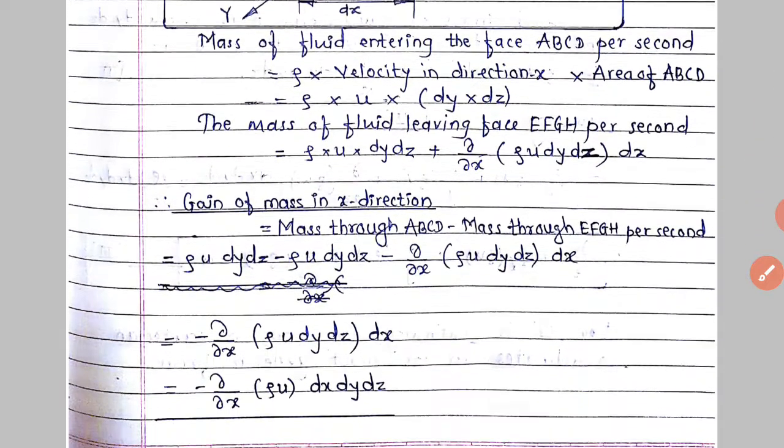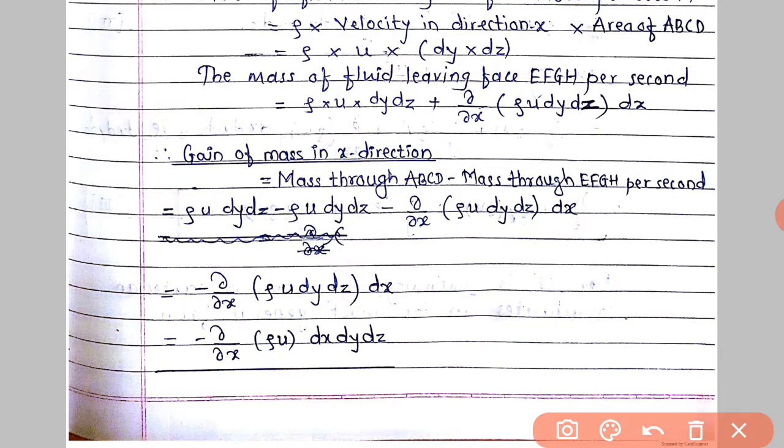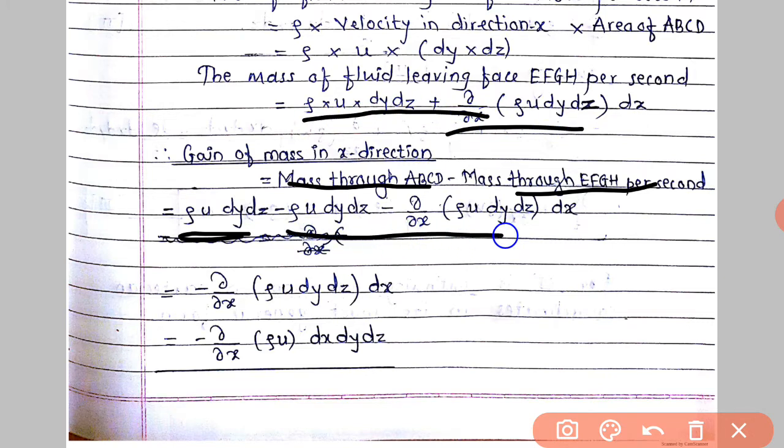Now gain of mass in x direction will be given as mass through ABCD minus mass through EFGH. So ρu dy dz is the mass entering through face ABCD in the x direction, and this is our mass leaving. Right here, ρu dy dz is multiplied by a minus sign inside this bracket, so here also we will get a minus sign: ∂/∂x of (ρu dy dz) into dx. These two quantities will get cancelled.